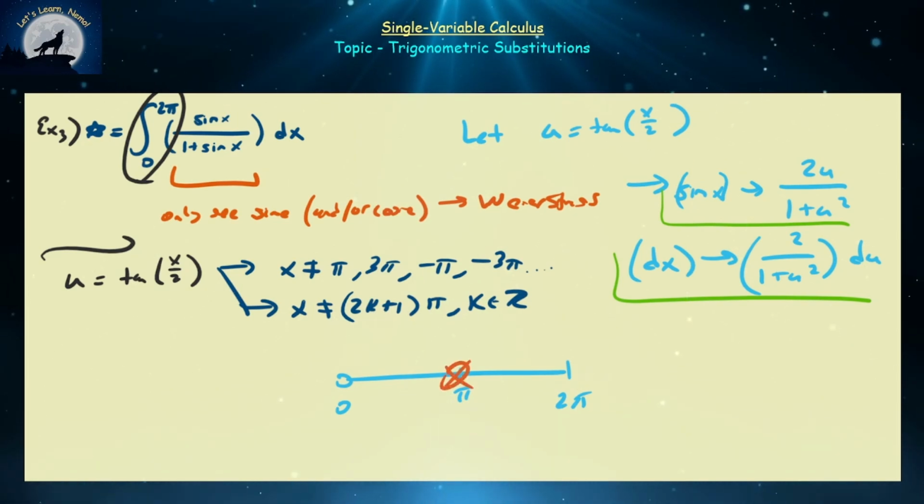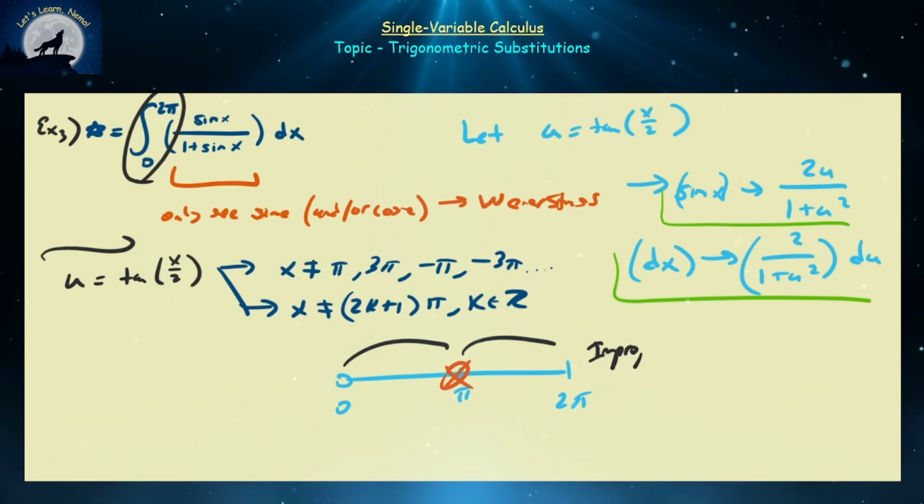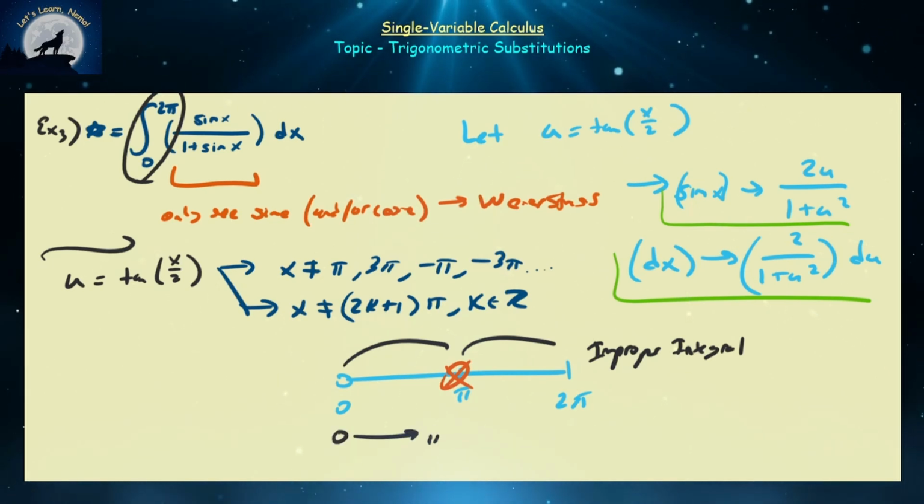So we cannot use the fundamental theorem of calculus on this integral. We have to split it up into two integrals and introduce improper integration, right? So this is obviously an improper integral because for our substitution we do have a vertical asymptote on the interior of our domain. Okay, so we're going to build some bounds. So we're going to go from 0 to pi from the left, and then we're going to go from pi to the right to 2 pi, right?